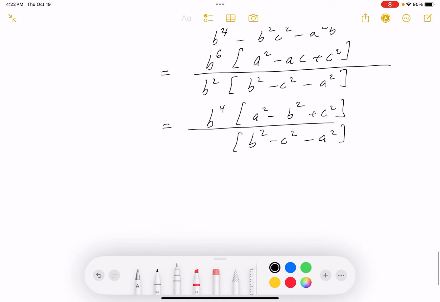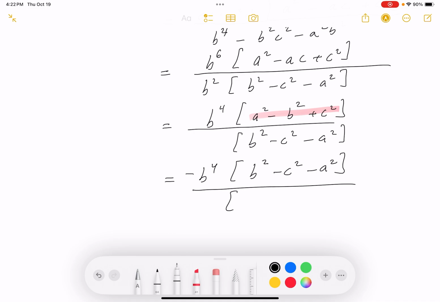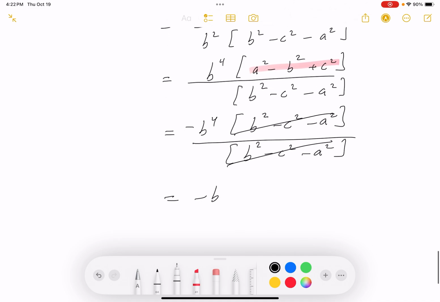Well, I'm starting to see something now that might help me. I'm not sure about it, but B to the fourth. And I'm going to factor a minus out from this. And what do you get over there? We get B squared minus C squared minus A squared. So if you factor a minus 1 out from this thing over here, you get B squared minus C squared minus A squared. And what do you see in the bottom? You see the exact same factor, which is B squared minus C squared minus A squared. All right? These are going to cancel off, and what are you left with? Minus B to the 4th power. All right? Thank you.